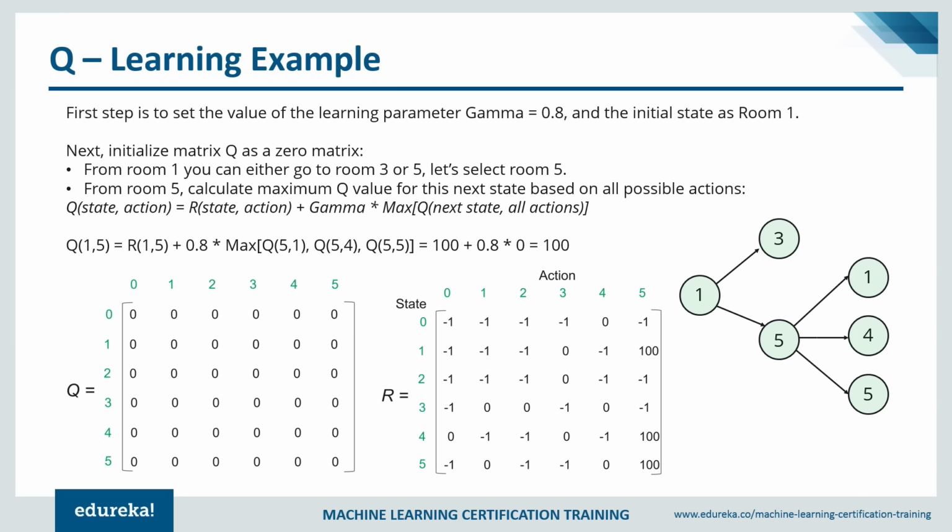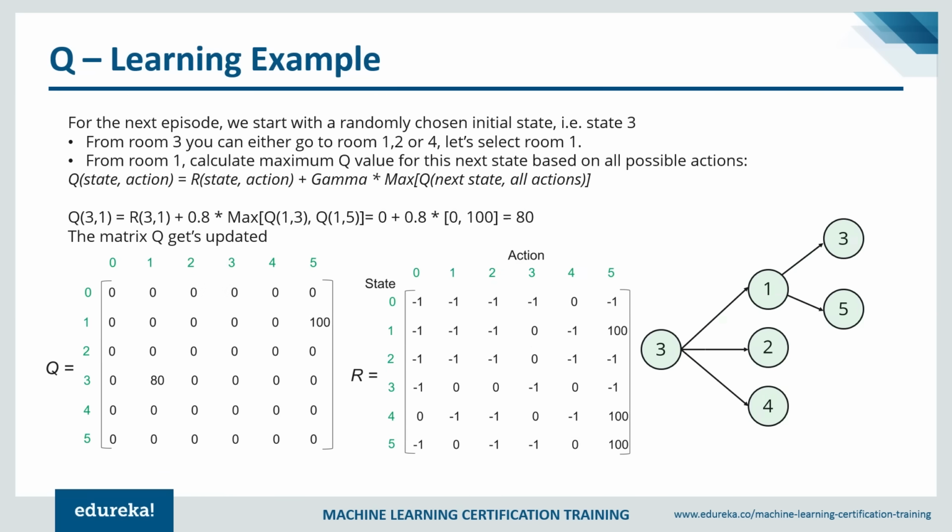So Q(1,5) equals R(1,5), which is 100, plus 0.8, which is the gamma, times the maximum of Q(5,1), Q(5,4) and Q(5,5). Initially, as you can see here, the Q values are initialized to 0, so it does not matter as of now. So the maximum is 0, and the final Q value for Q(1,5) is 100. That's how we're going to update our Q matrix. So the position (1,5) in the second row gets updated to 100. So the first step we have done right now.